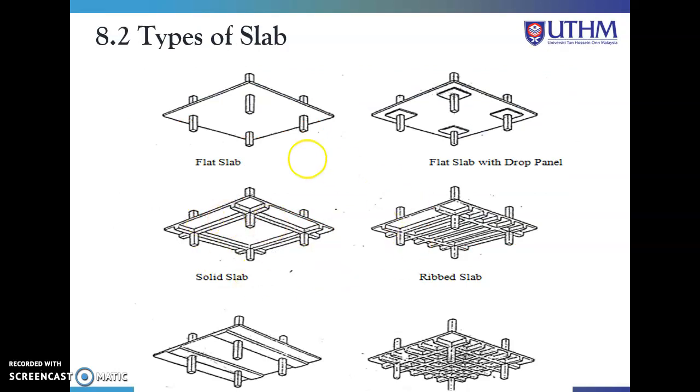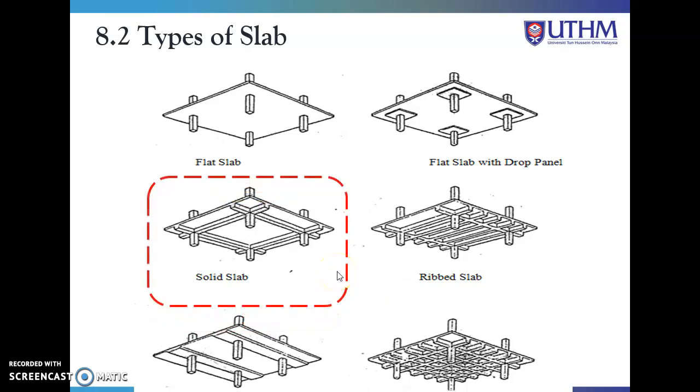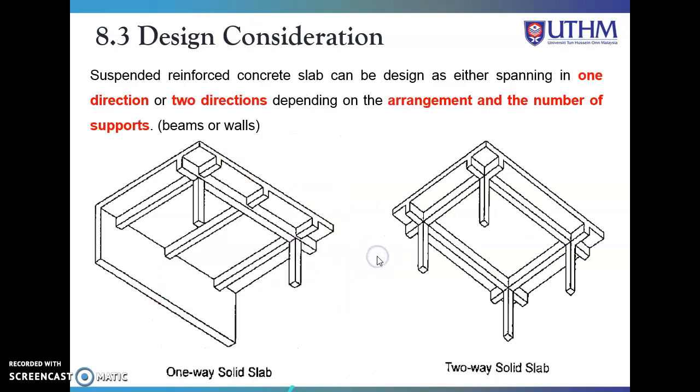Okay, ini adalah types of the slab. Okay, so ini adalah contoh flat slab. Kita nampak ni picture. Ini flat slab with the drop panel. Okay, this is a solid slab, rib slab, pre-stress slab, waffle slab. Okay, but dalam topik yang saya nak ajar ni, kita will cover only focus on the solid slab. Okay, let's see the design consideration.